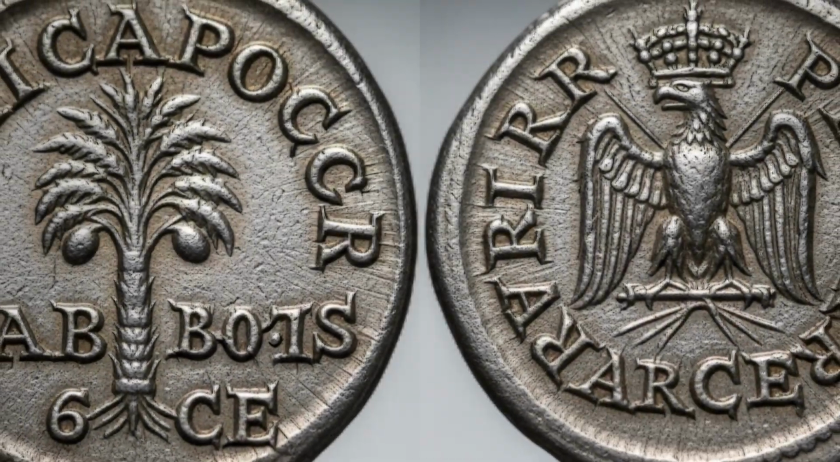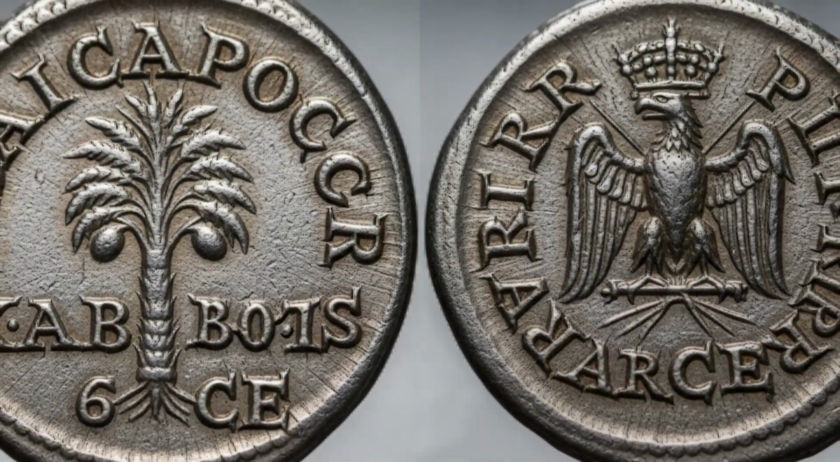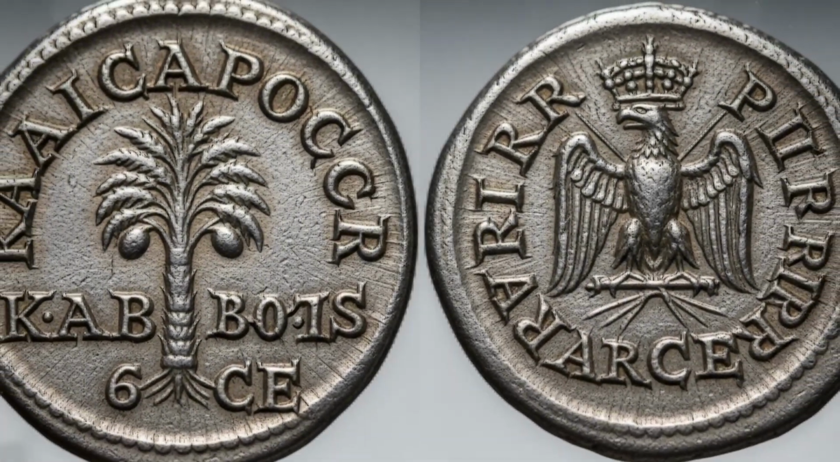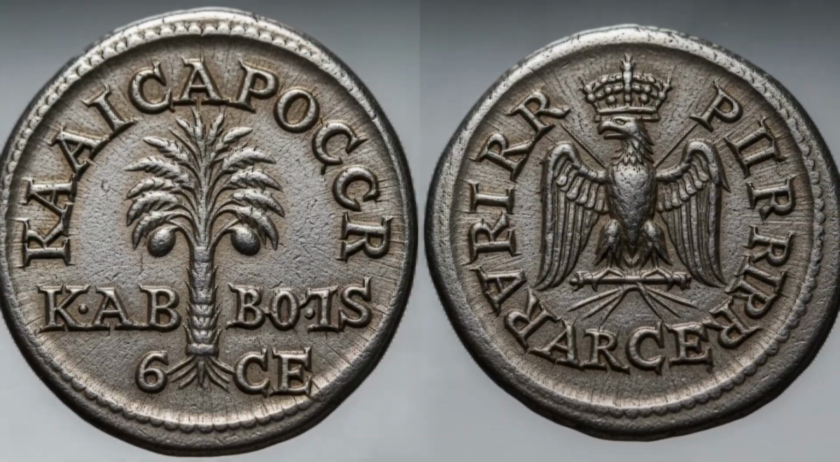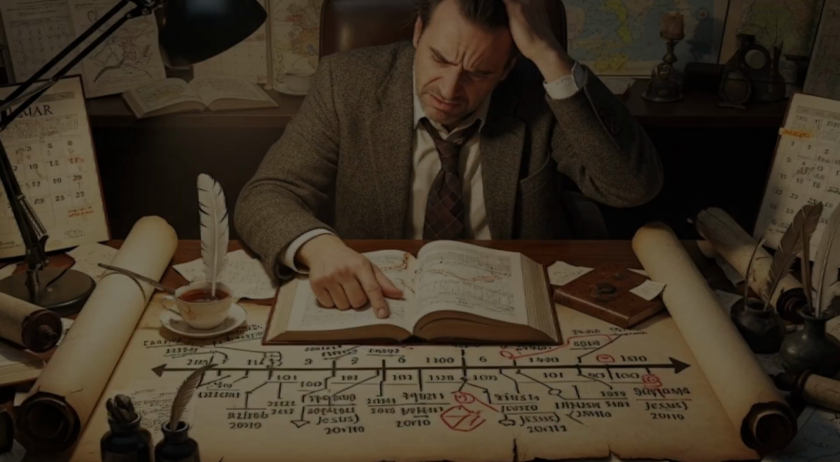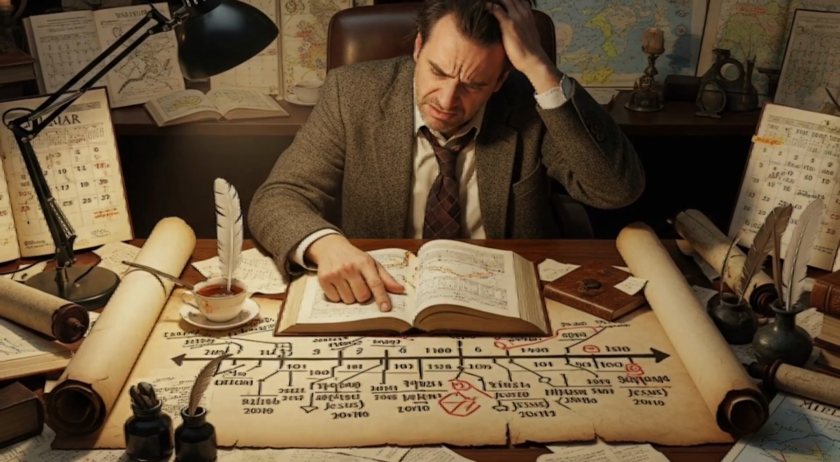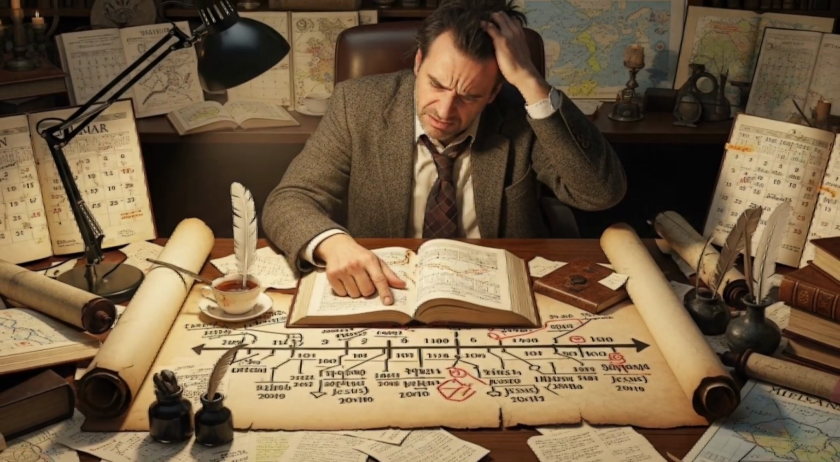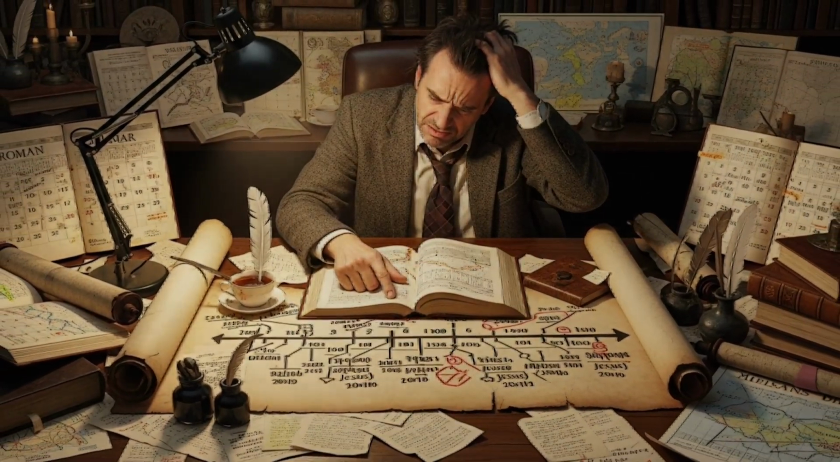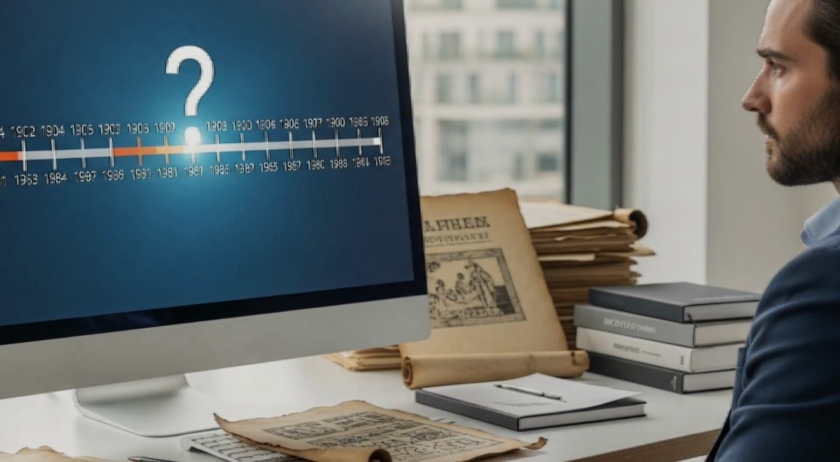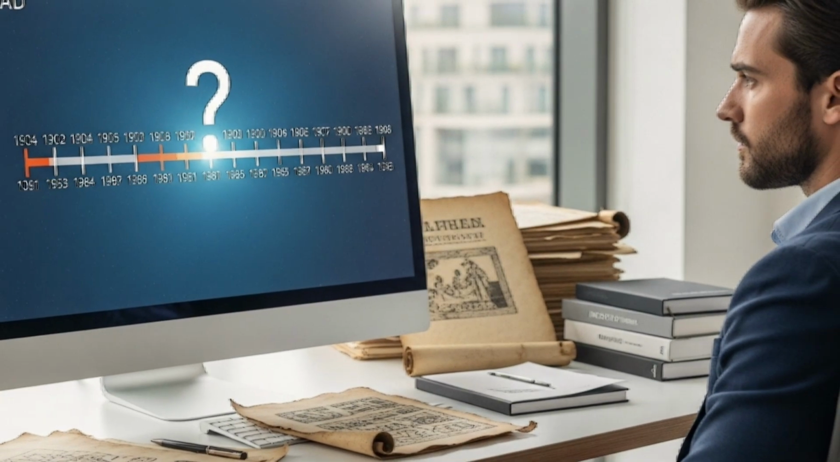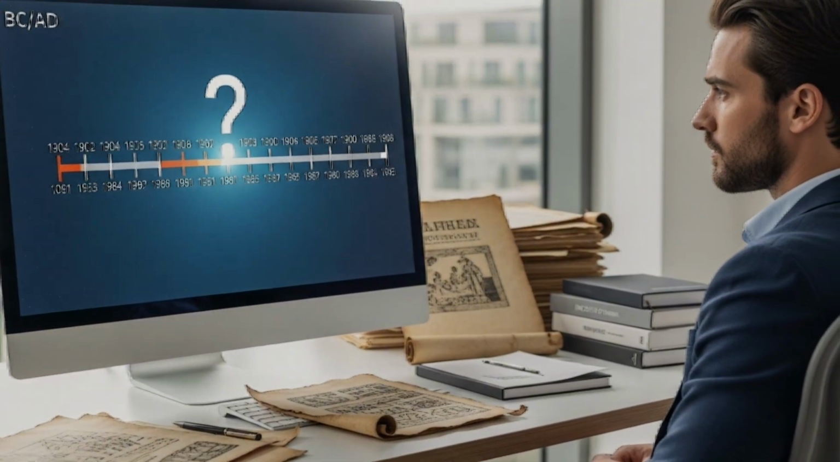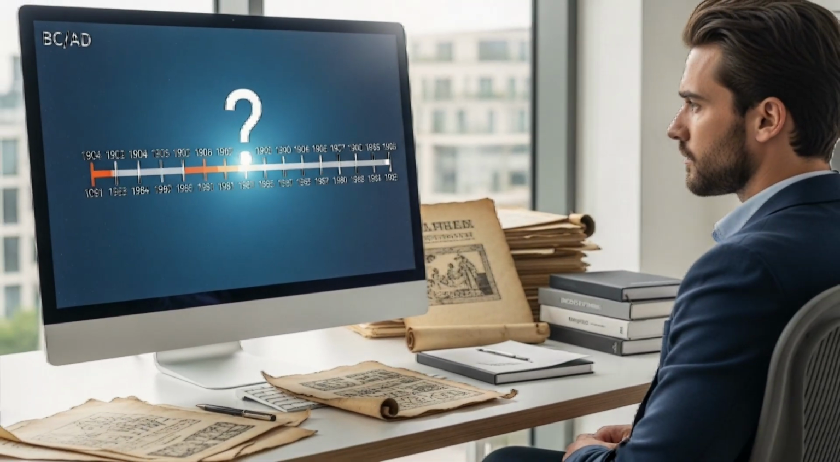The BC/AD system only began to take shape slowly, starting in the 6th century. A monk named Dionysius Exiguus was working on tables to calculate the date of Easter, a task with profound religious motivation. Back then, the most common calendar was the Alexandrian, which started with the reign of Emperor Diocletian. But Dionysius had a problem with this.